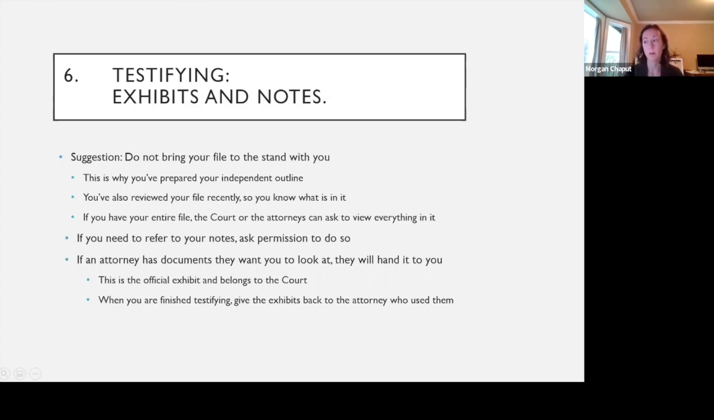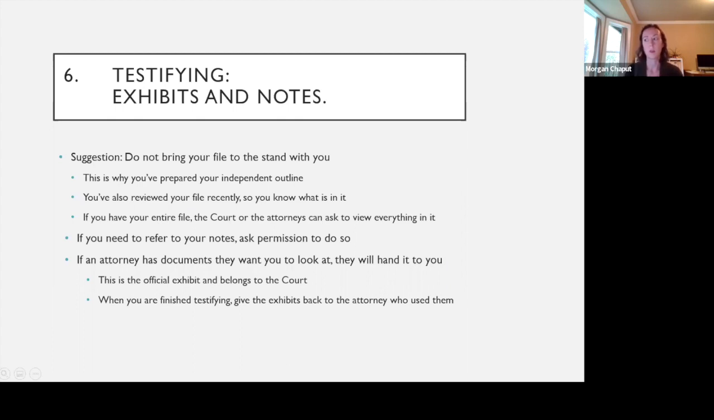We actually had this pop up because a subpoena that we received says bring your whole file. And my guardian ad litem was saying, what do I do? You told me not to bring my file, but this says to bring it. So again, my suggestion is to have your file with you at the courthouse in your bag, but don't bring it up to the stand with you.